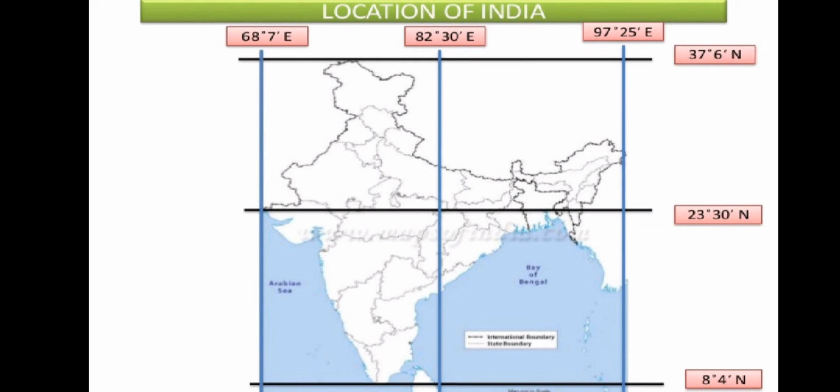68 degrees 7 minutes east, and 97 degree 25 minutes east. 82 degree 30 minute east, which you can see here, a line, it is called the standard meridian. Do remember the term standard meridian. It passes through Mirzapur. Do remember this term.